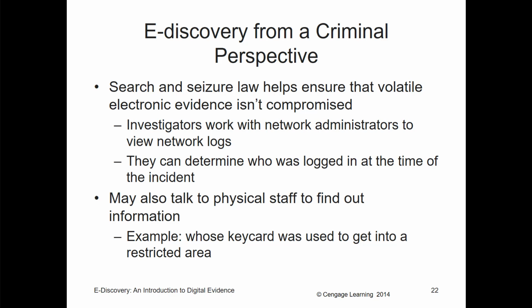Investigators work with the network administrators to view network logs. They can also determine who is logged in and at what time, and that's assuming that we're doing this in a corporate environment. They also talk to physical staff to find out information. For example, whose key card was used to get into the restricted area.